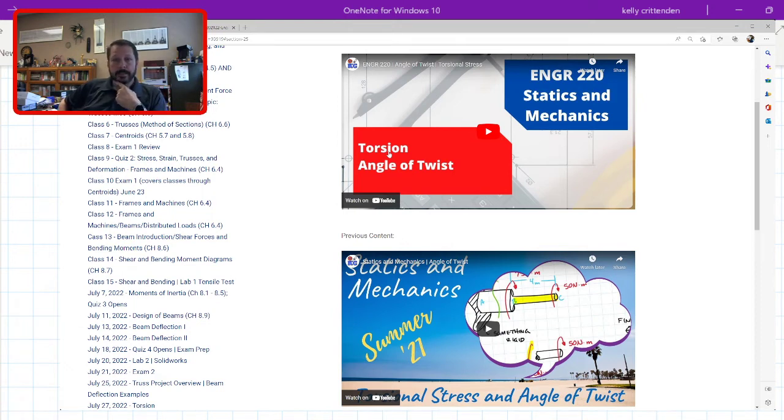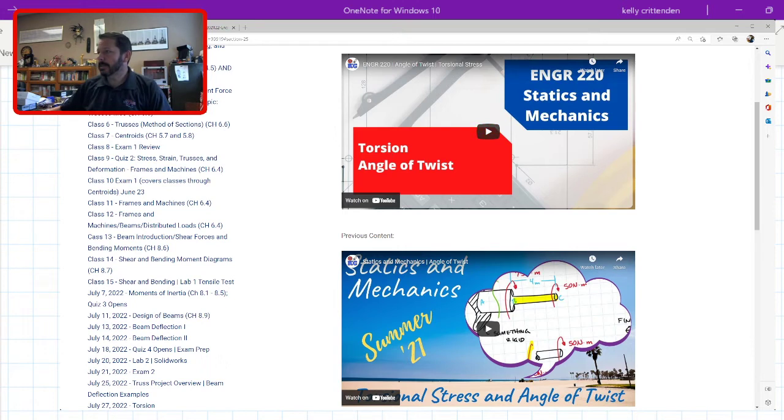But it could be that it doesn't do that. It doesn't yield, but it twists to the point that whatever purpose this shaft is serving would be considered a failure if it twisted too much, but didn't yield or break. And so that's what this angle of twist is.